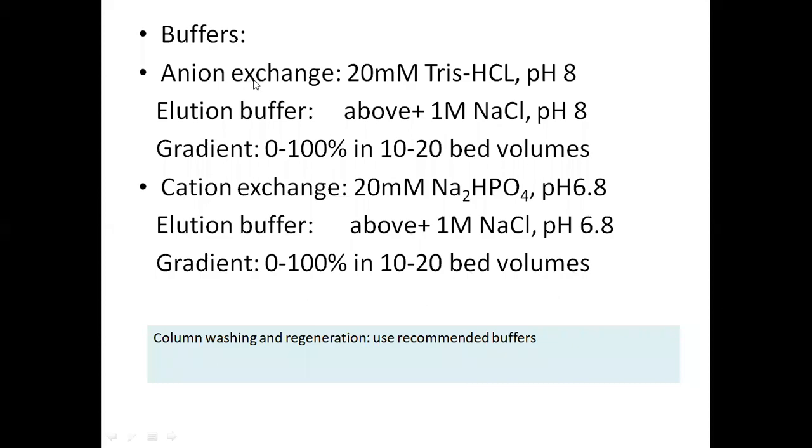So this is about the buffers that are used. For anion exchange, we use a Tris-HCl buffer. For cation exchange, we use a phosphate buffer. Okay, usually, but it is not a strict rule. We can alter, we can change the buffers depending upon our own experience and on a trial and error basis.